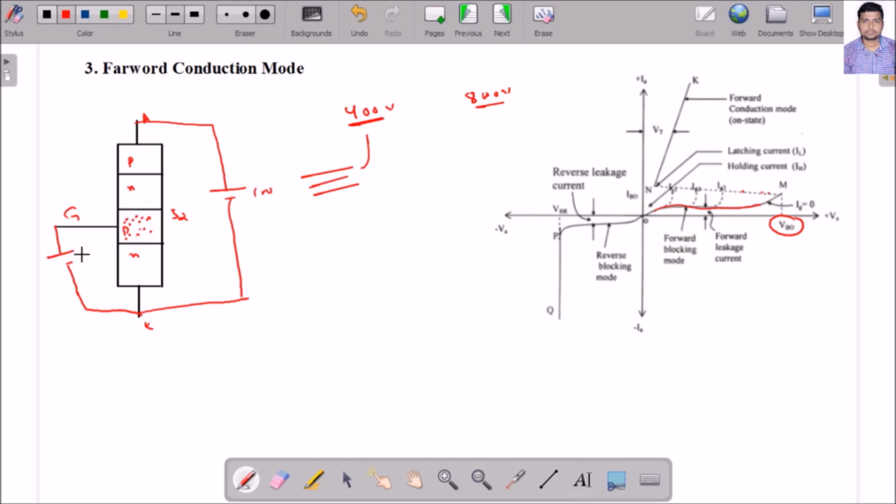So when I am not giving any gate signal, suppose I need 100 volt to turn on the thyristor. But as I am giving the gate signal, the voltage requirement to turn on the thyristor will be reduced. Suppose it is around 80 volt. Now if I again increase the gate voltage, the voltage requirement to turn on the thyristor will be reduced again, suppose 60 volt.